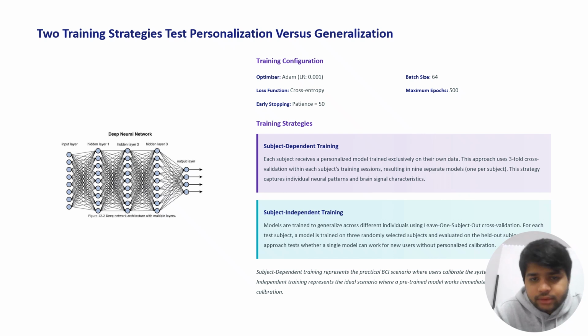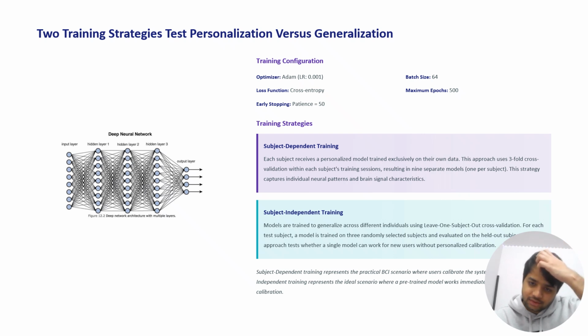So for the training strategies, we have the Adam optimizer, we have the cross entropy loss function, and we have early stopping configured as well. The batch size has been selected as 64 because it performed well. It is not heavy. It is not passing too much data to the model at once, so a batch size of 64 is good. We have maximum epochs of 500.